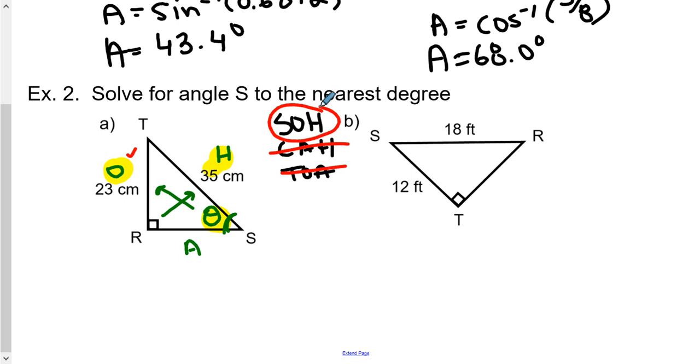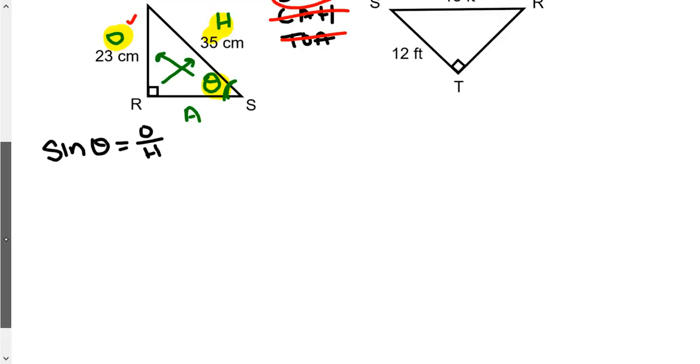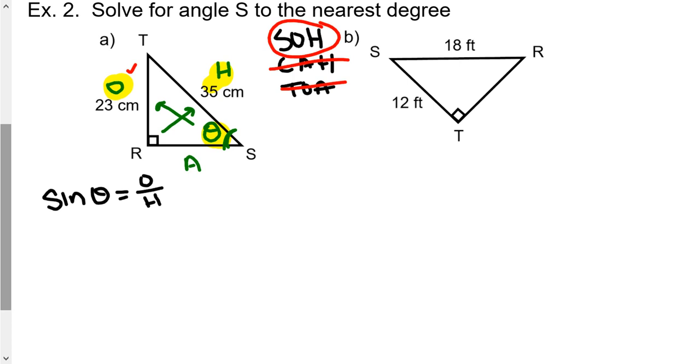So I want to use the sine ratio here because that's going to allow me to fill in two of my three unknowns and solve for that angle. So let's start by writing out the formula. Sine theta is opposite over hypotenuse. All right, always start by writing your formula just so I know it's clear to everyone what your goal is, what you're trying to do.